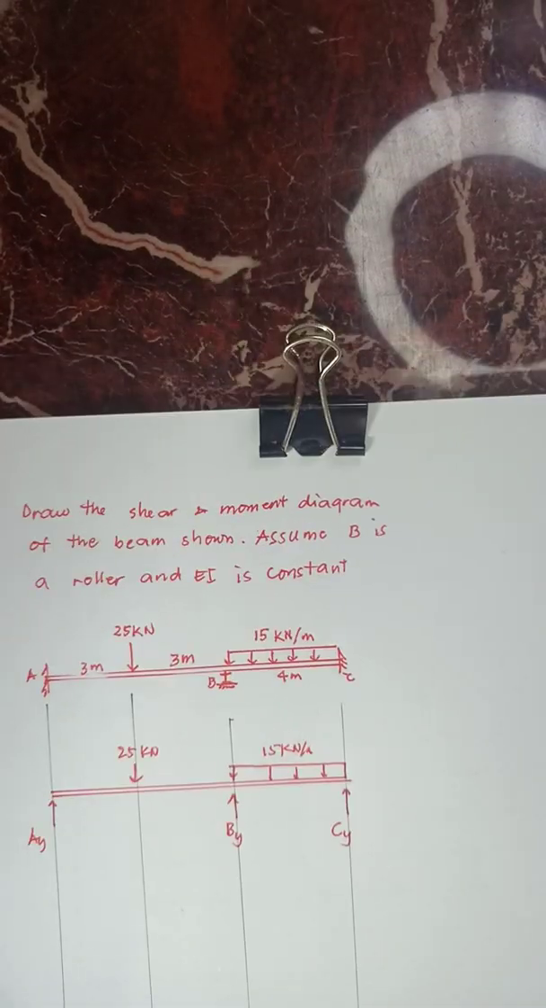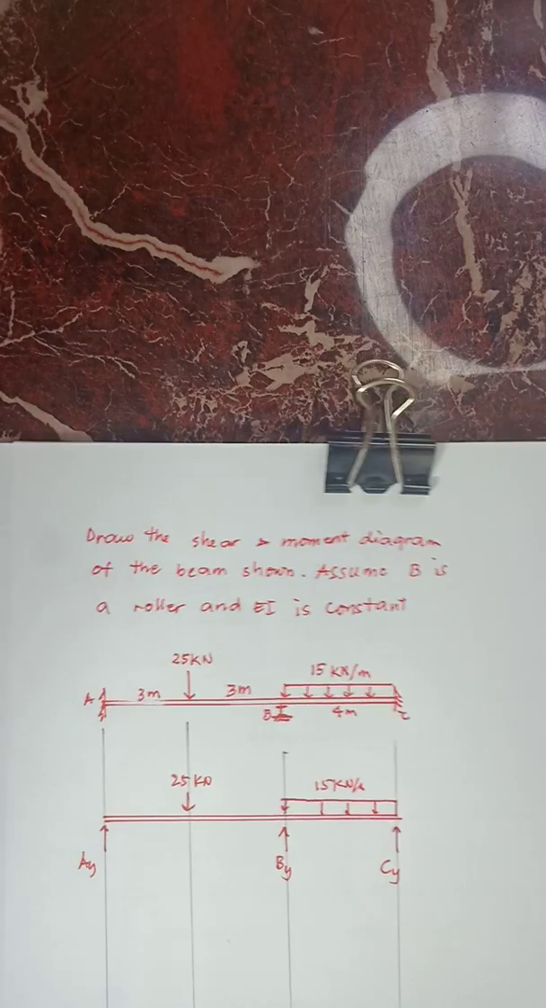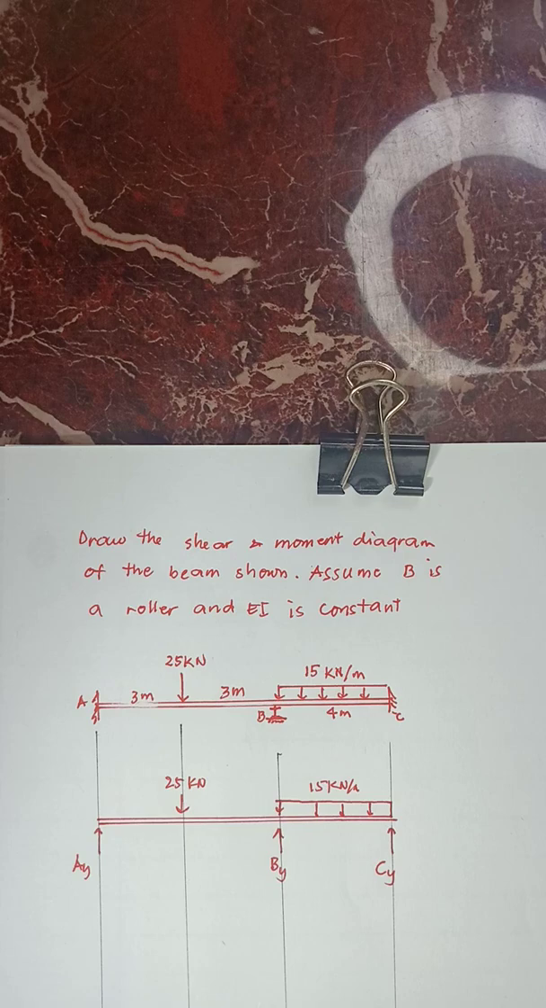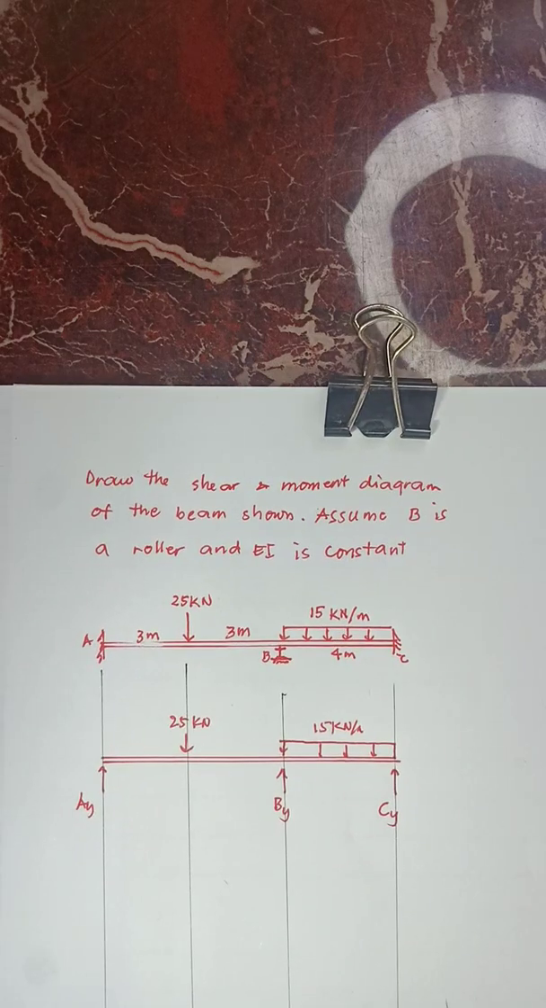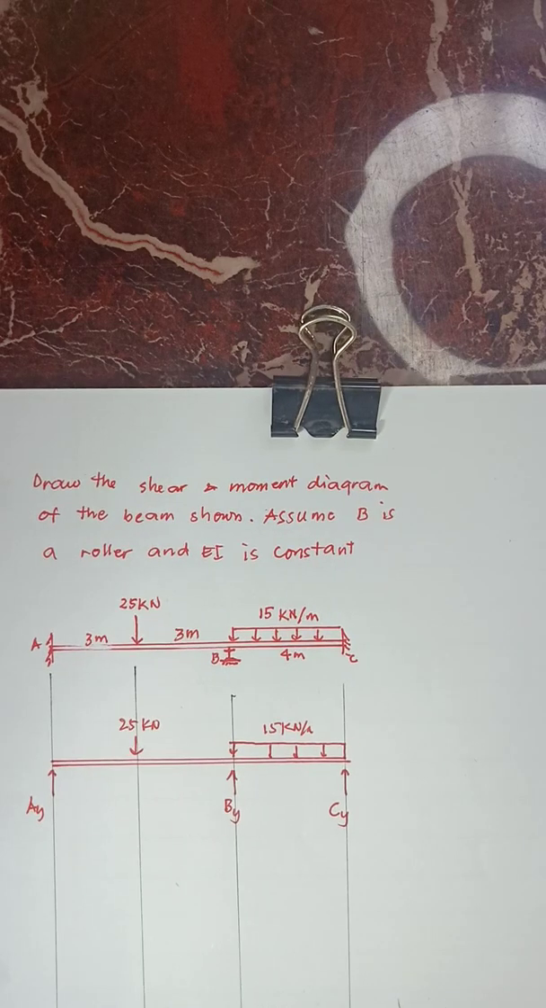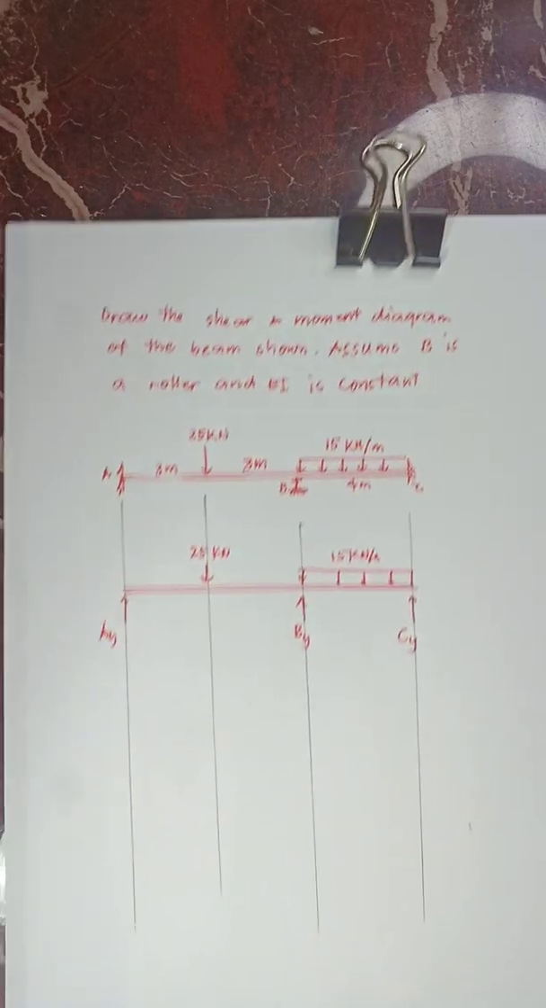So we have this beam. We are required to draw the shear and moment diagram of the beam shown. Assume B is a roller and EI is constant. So we have a continuous beam ABC with a fixed support at its end and a roller at B. First thing we are going to do is solve for the fixed end moment.